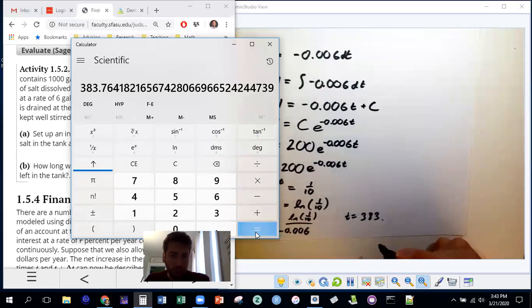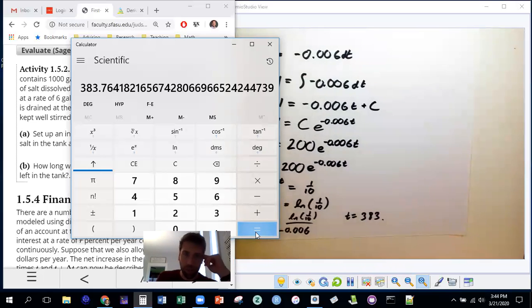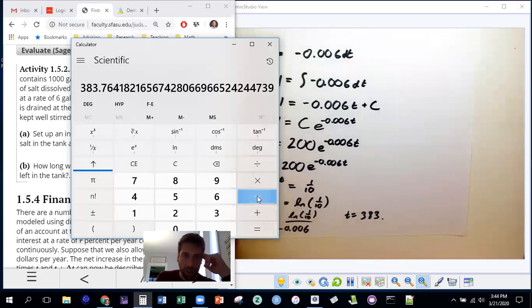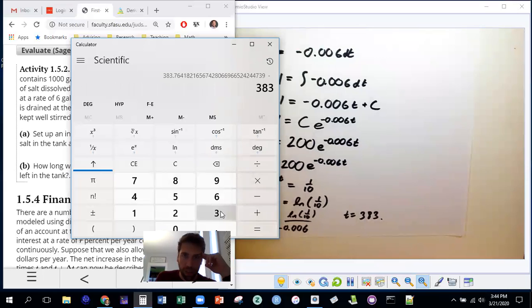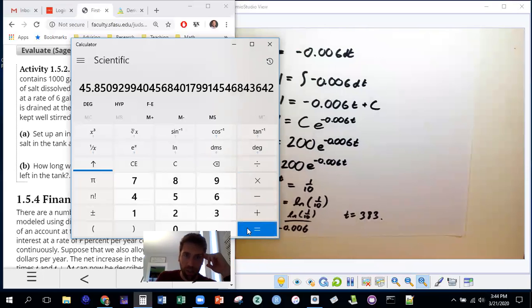Now, remember what units our t is in. It's in minutes. I don't know if you want to convert those decimals to seconds or not. You could if you wanted to. It'd be more useful if you're actually using this. No one says like 0.7 minutes. So let's do that. Get down to the decimal point, so subtract 383, and then multiply that by 60. And that's 45.85 seconds.